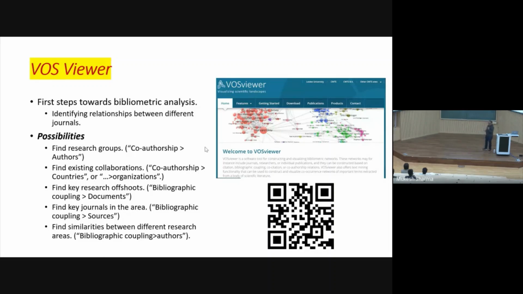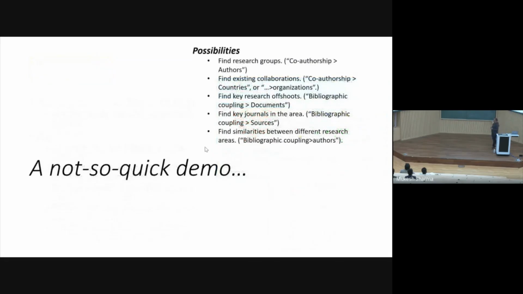Find key journals in the area. This is again another problem, right? So when you're starting in a new field, you don't know which are the key journals in the area. This helps you to find that out. And find similarities between different research areas. And this is bibliographic coupling authors. So now we can do a not so quick demo.